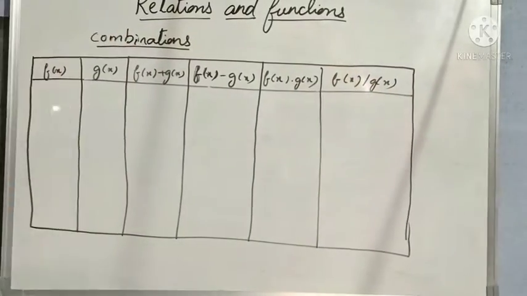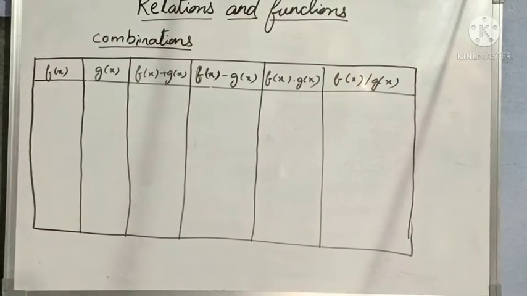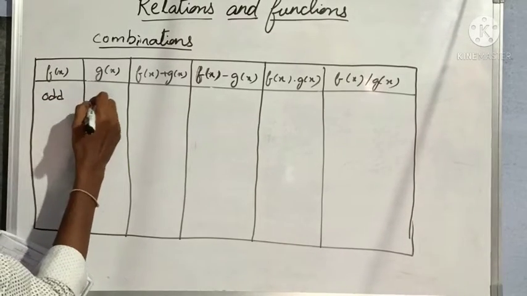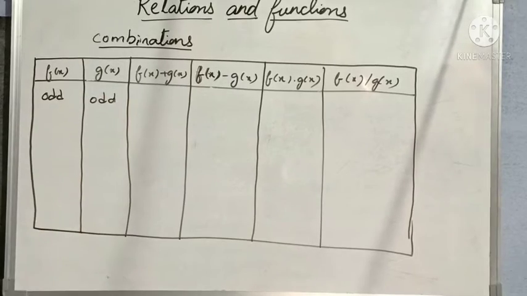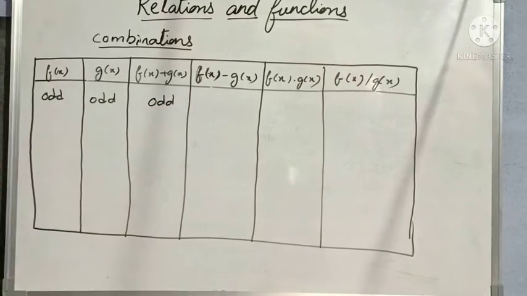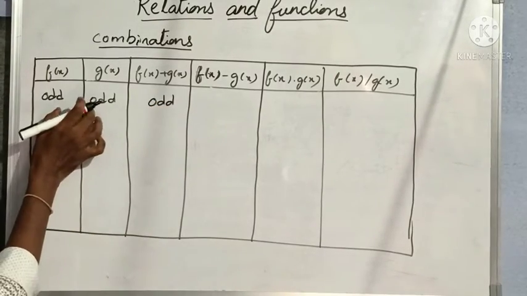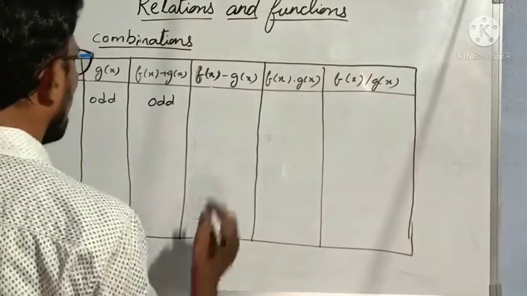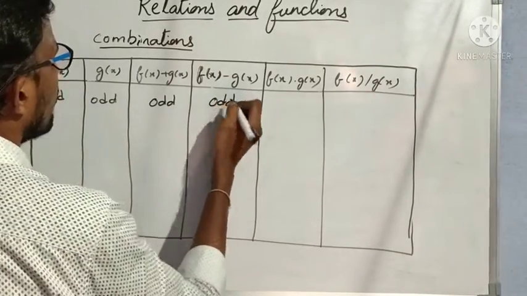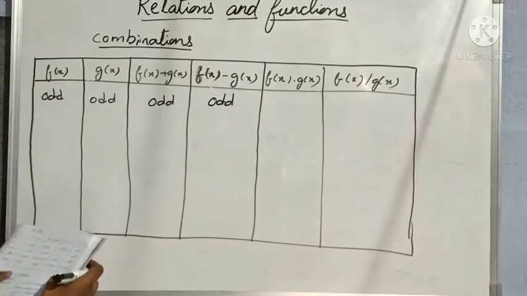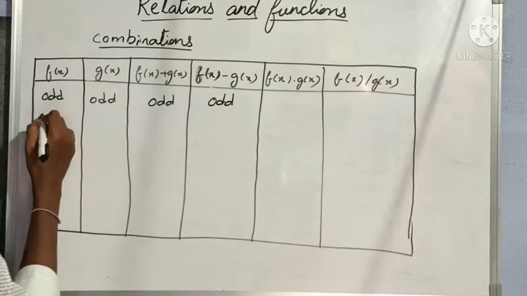Okay, so now we have already discussed what types of functions there are: odd functions and even functions. So when f of x and g of x both are odd, then f of x plus g of x is definitely also odd. In the same way, f of x minus g of x is also odd. Okay, we will discuss this. First write down this table, very important. Next, even.